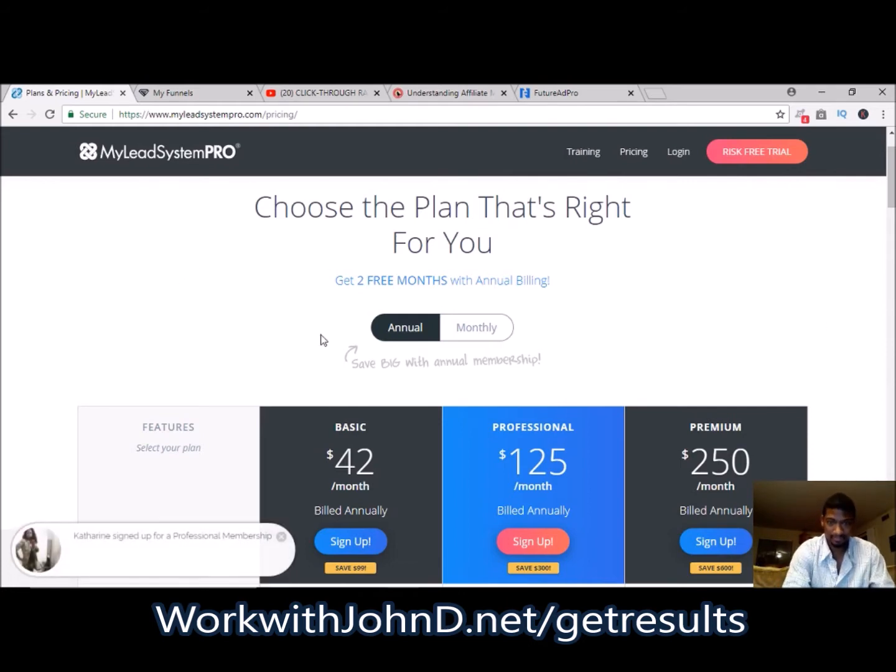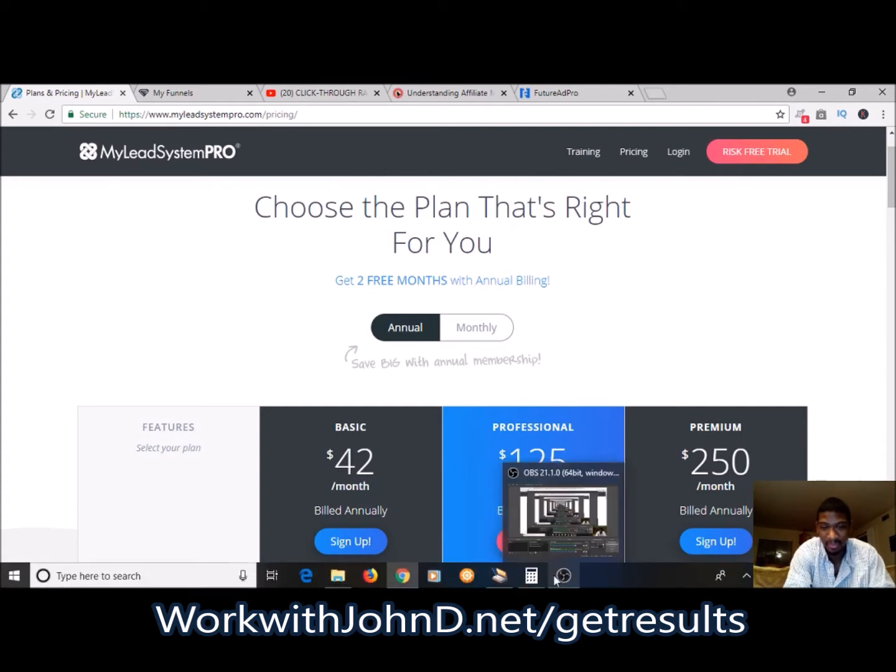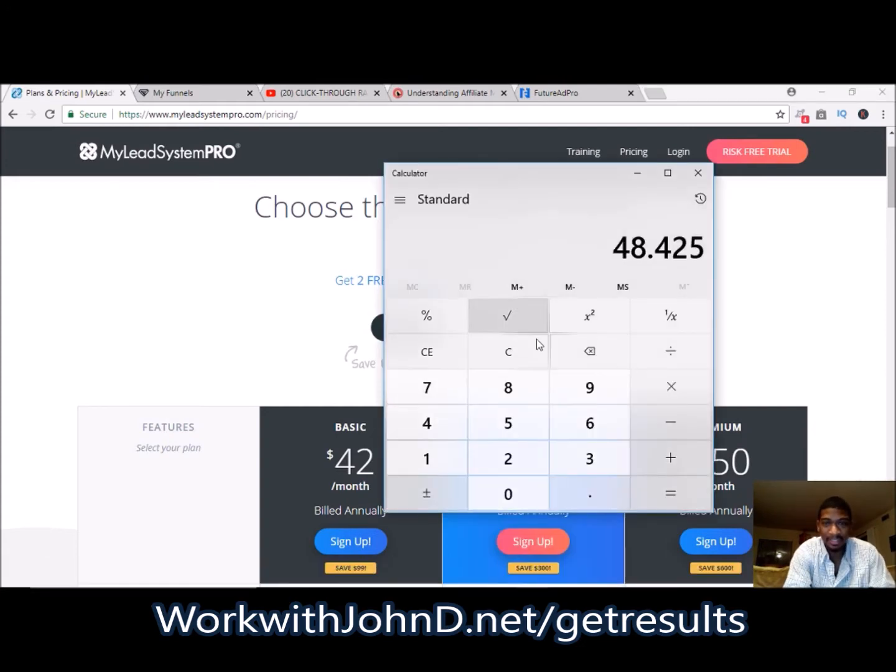So there are two options. There's the annual plan and there's a monthly plan. Of course, when you go with the annual plan, you save money over paying month to month. As you see here, for the basic, it's $42 a month. You just bill annually, so you take 42 multiplied times 12, and that's $504 today. That's what you would pay today if you want to go with the annual plan.